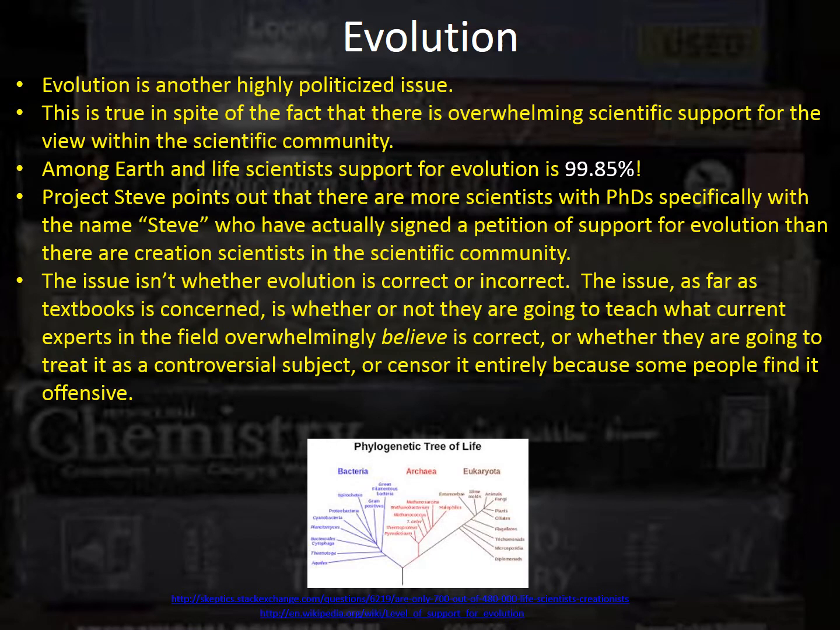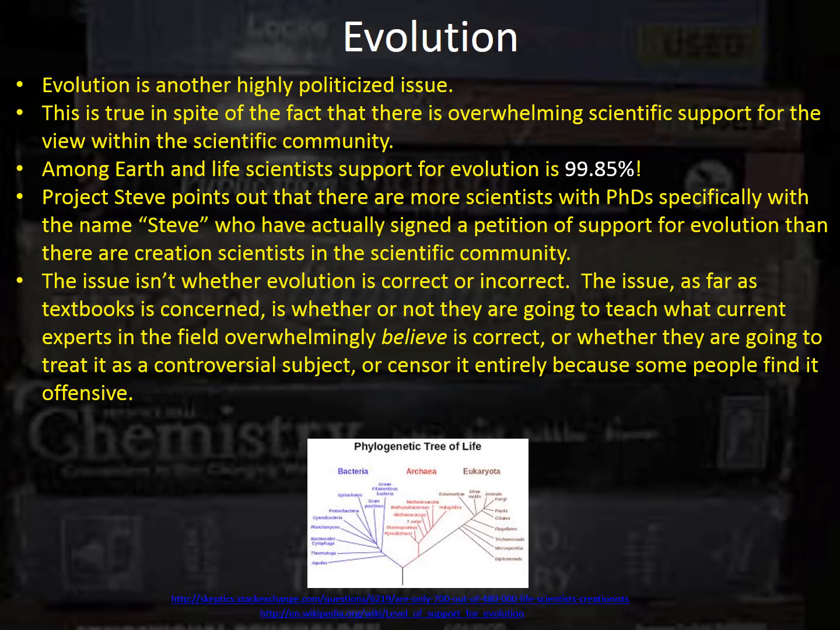Now again, the issue here isn't whether or not evolution is true. You might argue that scientists have been wrong in the past. You might argue that you think scientists are wrong about this. The issue we are concerned about here is about textbooks, not whether or not evolution is true. The issue is whether or not textbooks are accurately reflecting scientific opinion, or whether they are being politicized on cultural, social, and religious grounds.